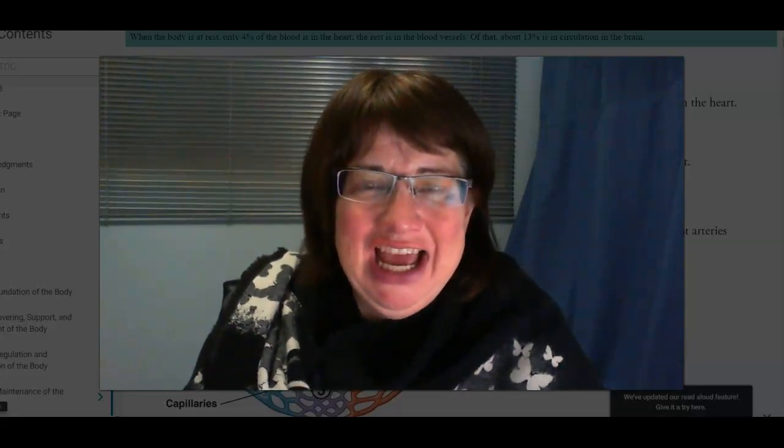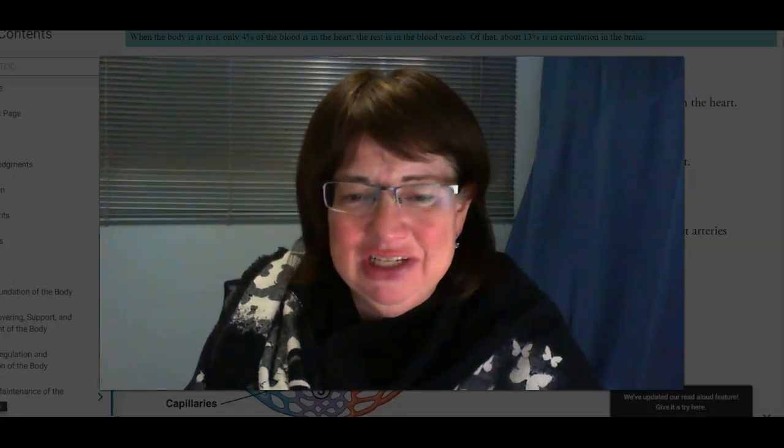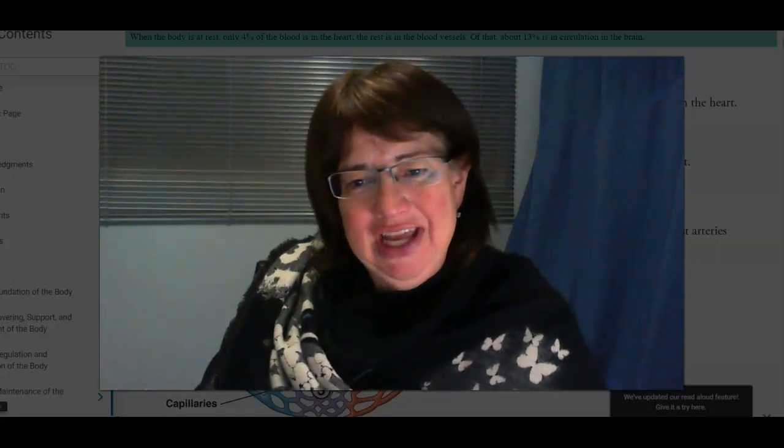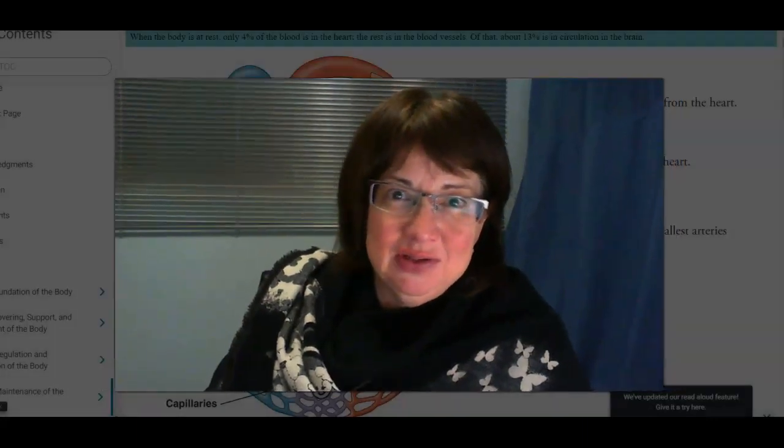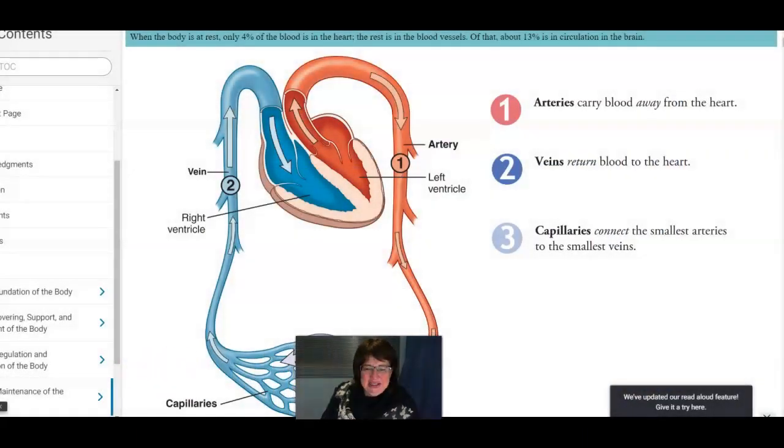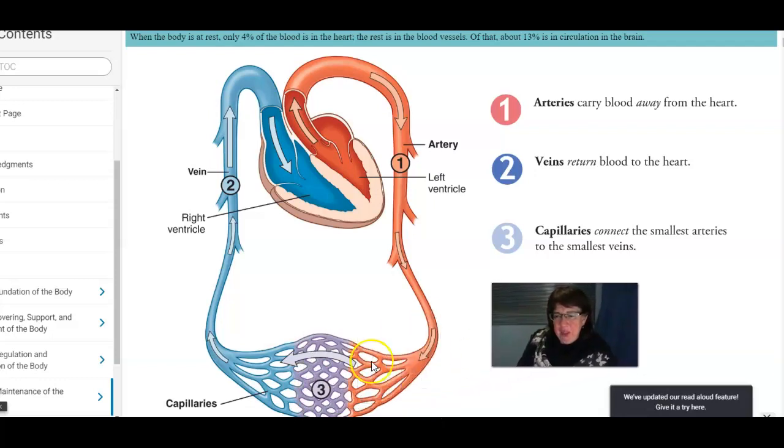Today we look at the vascular system, chapter 16. We're going to consider the blood vessels and also the pathway the blood takes. Often when we look at the three types of blood vessels, there are arteries, and arteries take blood away from the heart. Veins return it to the heart, and then the capillaries connect it.